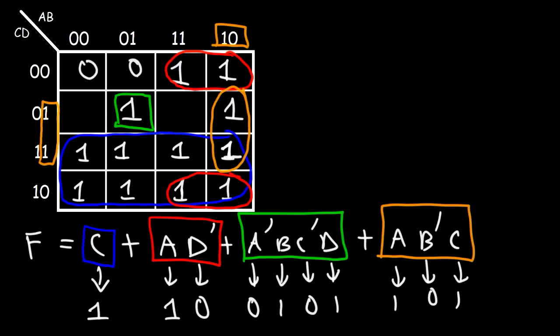Everything else, let's put a 0. And so now you know how to turn a function into a K-map.